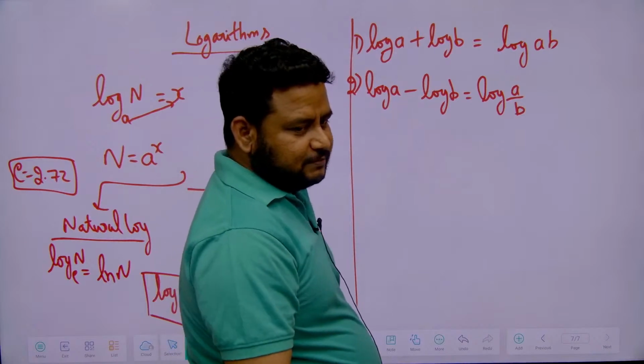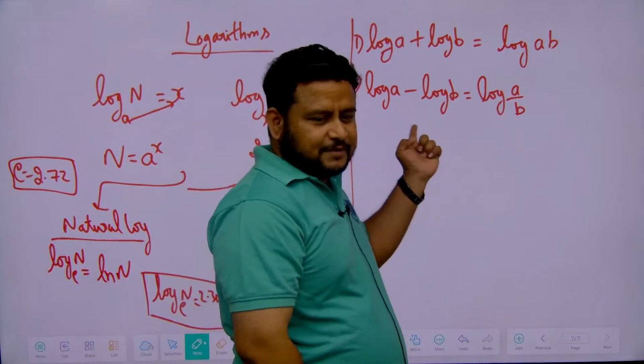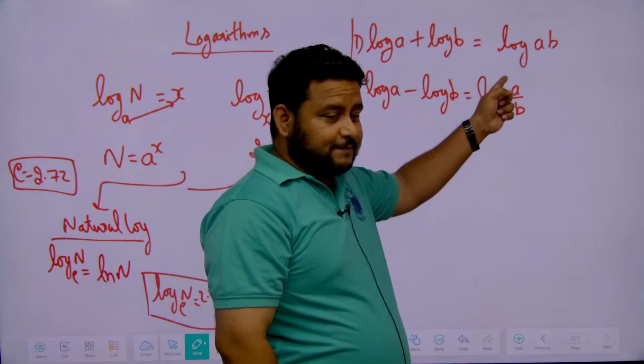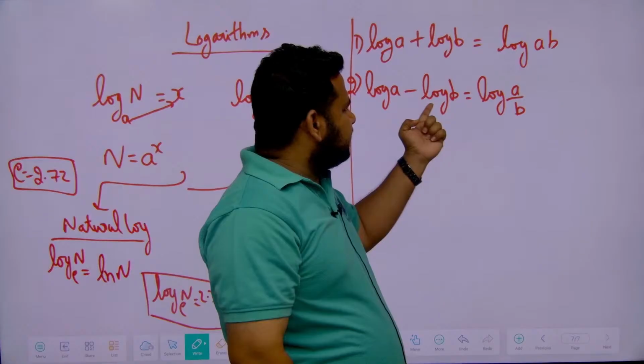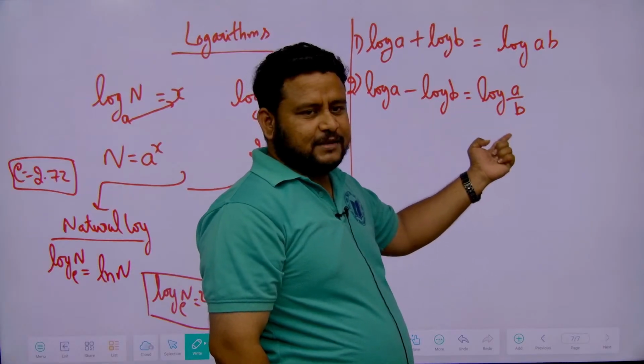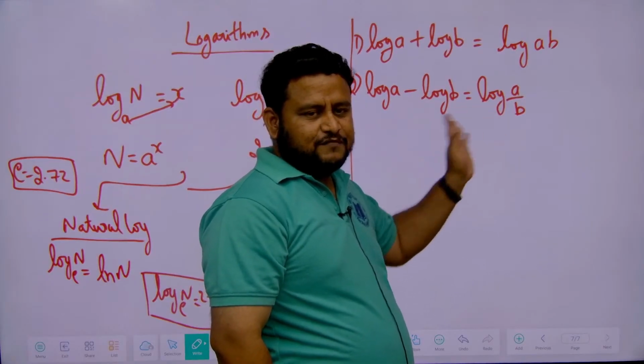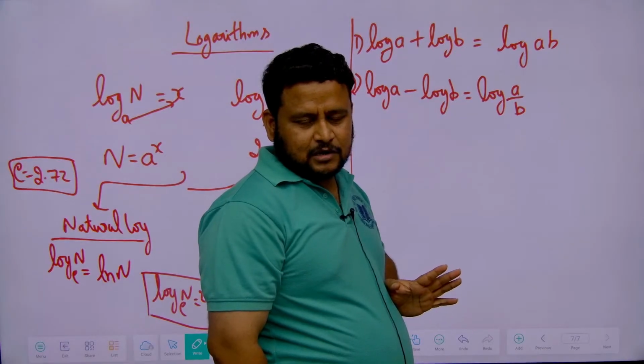Okay, that day you made this mistake. Log of a by b is log a minus log b, not log a by log b. Log of a minus log of b is equal to what? Log of a by b. Clear? Log of a by b.